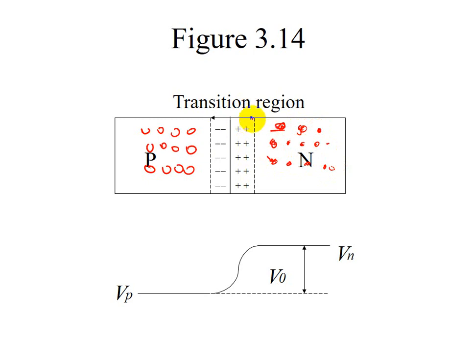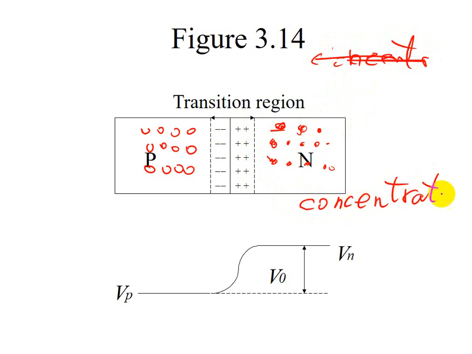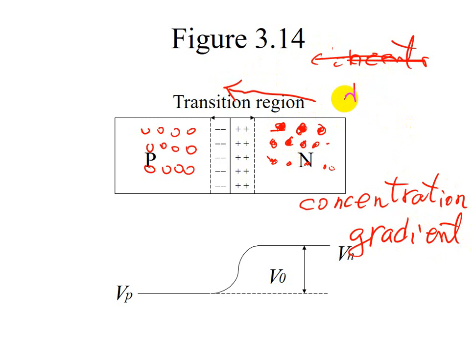When the two semiconductors contact each other, because of the concentration gradient, you have a concentration gradient. Because of the concentration gradient, the more electrons at the right-hand side will diffuse to the left-hand side by diffusion.